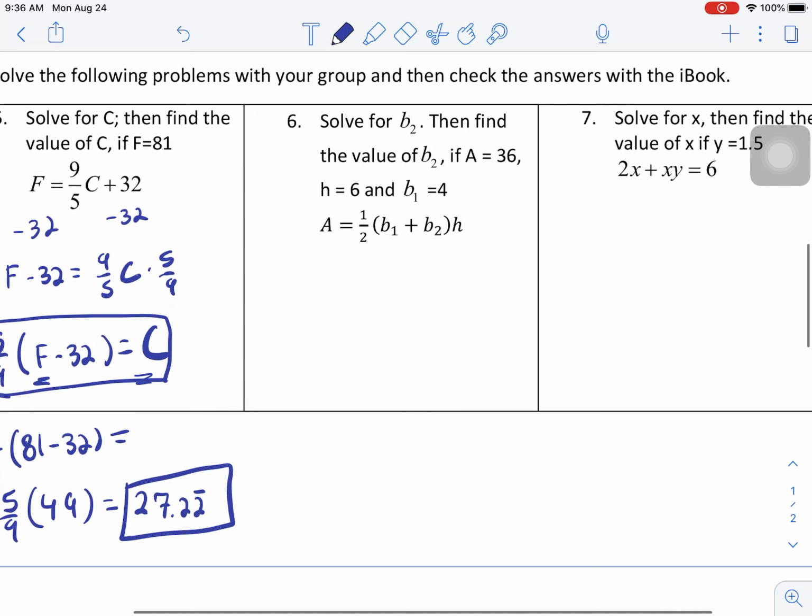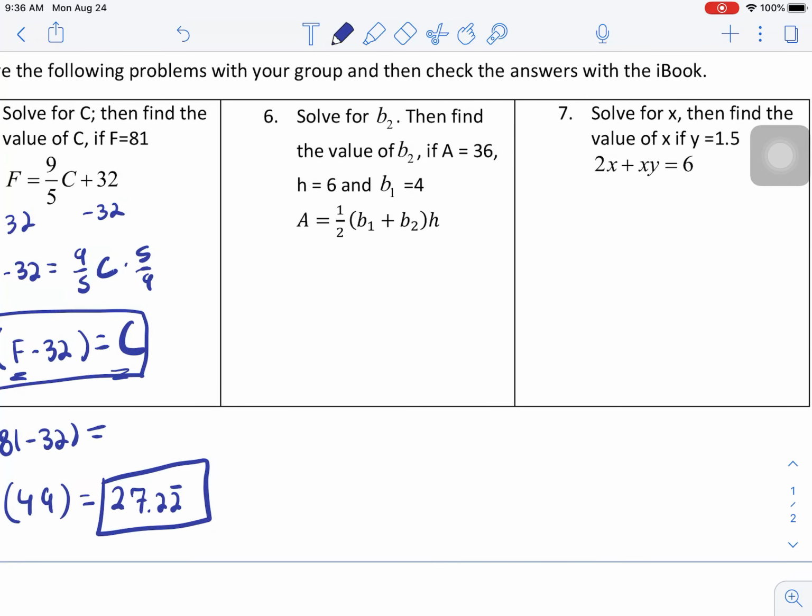All right, so next it says solve for b sub 2, then find the value of b sub 2 if a is 36, h is 6, and b sub 1 is 4. So b sub 2 is in this parentheses. That means we need to get everything off of the parentheses before we're allowed to get in there. So I'm going to multiply by 2 on both sides. That's the 2 and 1/2 go away. So that's 2a is equal to b1 plus b2 times h.